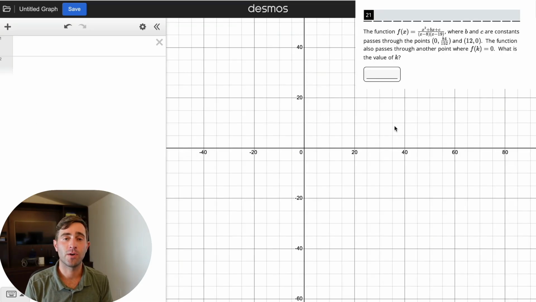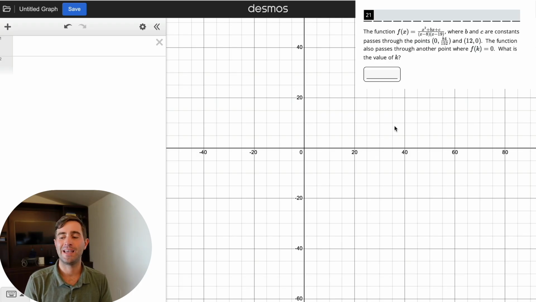Now we're going to close out on what looks like a ridiculously hard question. And this has not showed up on the last few SATs, so we may see it again. But the nice part for you is you actually can do this all in Desmos really easily if you remember some simple rules. So here we have the function f of x equals x squared plus bx plus c over x minus 8 times x minus 19, where b and c are constants, passes through the points 0, 84 over 152 and 12, 0. The function also passes through another point where f of k equals 0. What is the value of k?